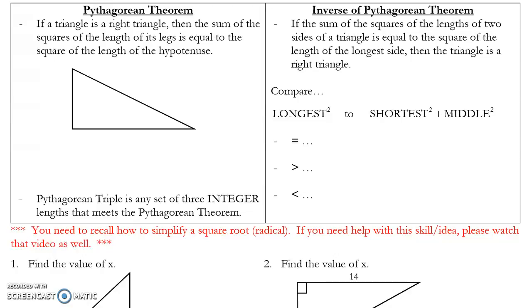The Pythagorean theorem is defined as if we have a right triangle, the sum of the squares of the length of its legs is equal to the square of the length of its hypotenuse. In other words, you need to be able to recognize that your hypotenuse is across from your 90-degree angle, and that your other two sides are just considered legs. So it's not a squared plus b squared equals c squared. It's leg squared plus leg squared equals hypotenuse squared.